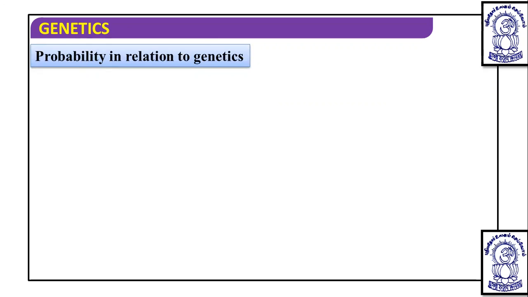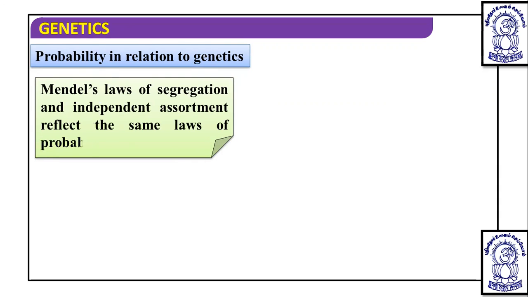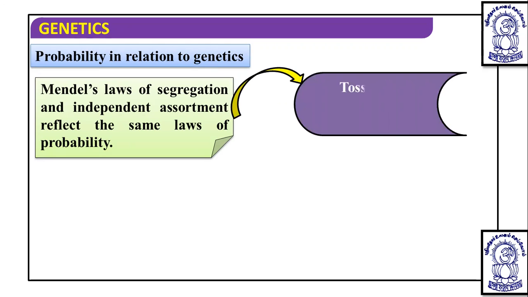Now, probability in relation to genetics. In genetics, how is probability used? Mendel's law of segregation and independent assortment reflect the same laws of probability. In Mendel's laws, we will see the function of this probability. And you will see that tossing a coin or rolling a dice involves probability.